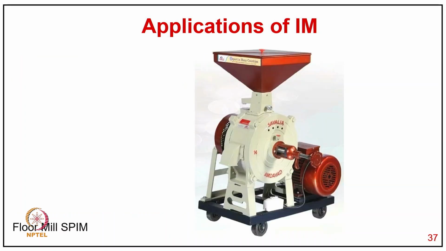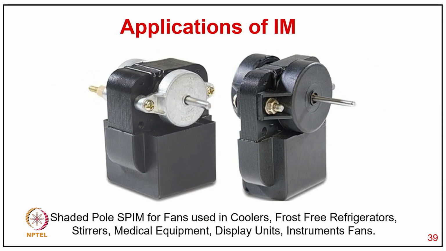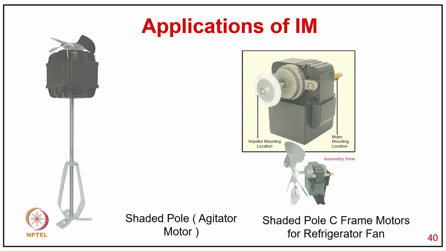Induction motor in huge crushers. Then flour mill. Then you have a single phase gear motor to get a very low speed, like 1 to 70 rpm, and 120 rpm AC shaded pole motor, gear motor basically. So these are used for coolers, frost switch, refrigerator, exterior, medical equipment, display unit, and instrument fan. Then a shaded pole motor for an agitator motor, and then a shaded pole C frame motor for a refrigerator fan.